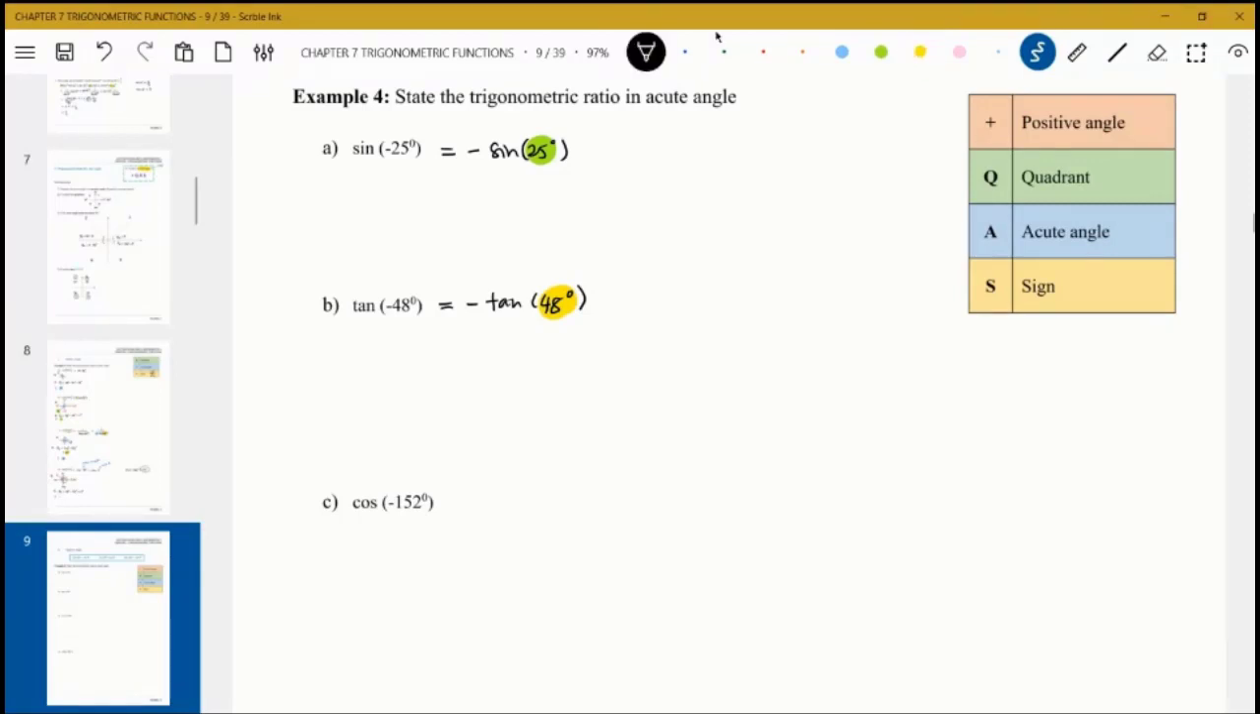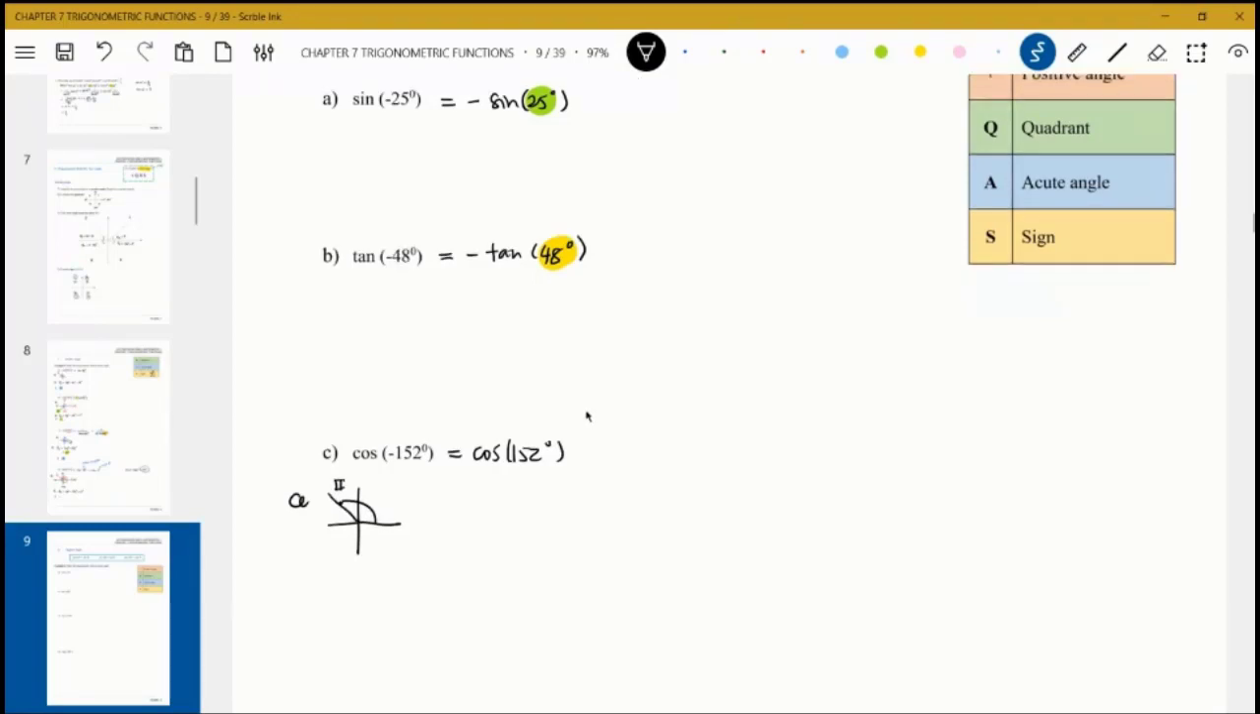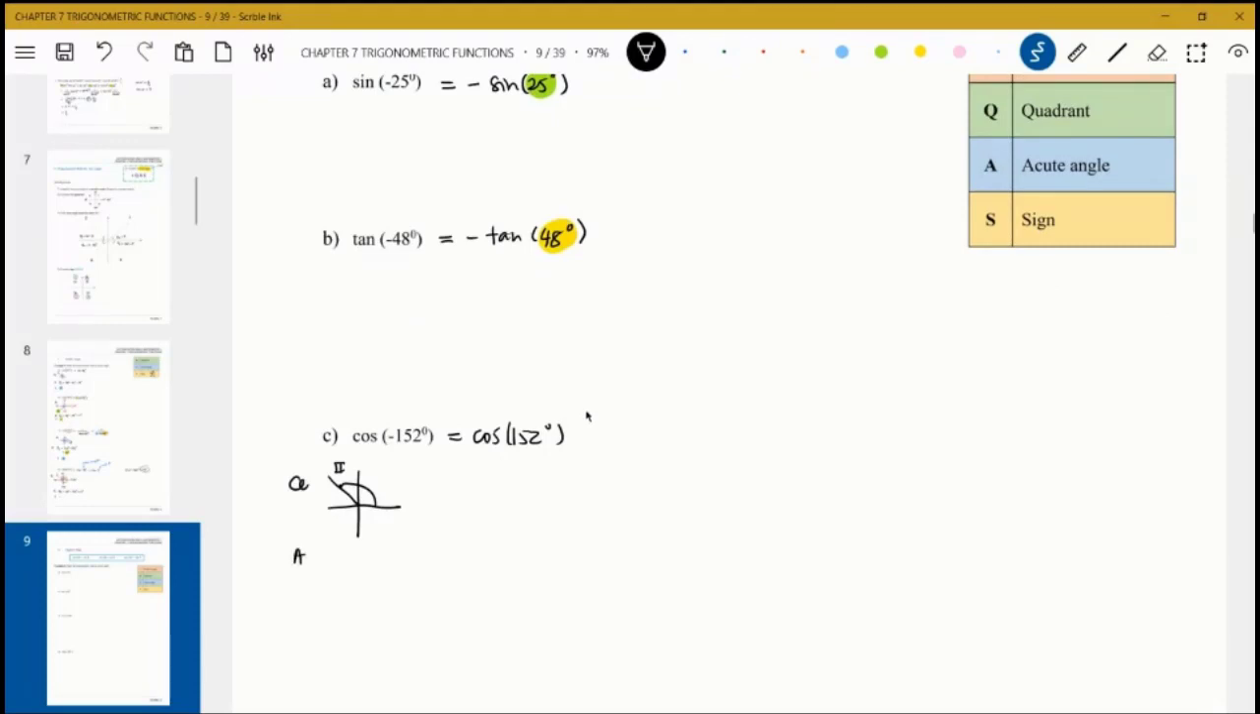Okay, so untuk cos tak ada perubahan. It's gonna be the same thing as in cos 152. So ini plus. Untuk bahagian step plus. So untuk quadrant, it lies on the second quadrant. Untuk dapatkan acute angle, apa formula kita? 180 tolak 152. 180 minus 152 degree. So directly we gonna have 28 degree. So we can change to be cos 28 degree.